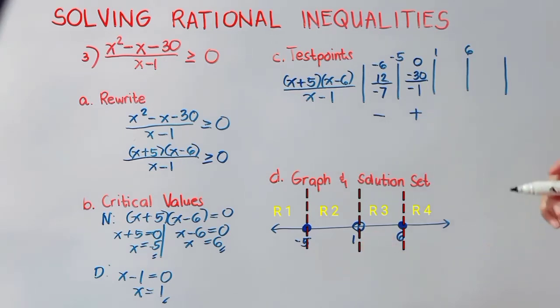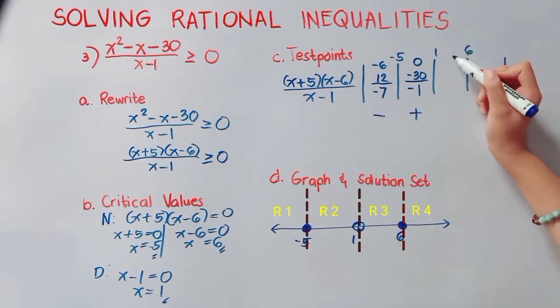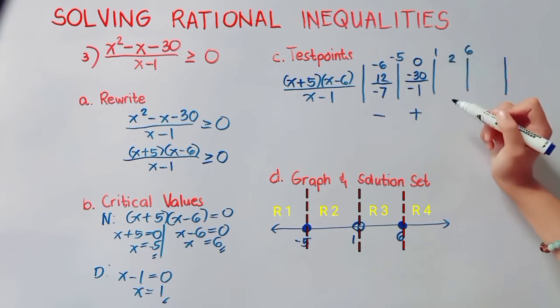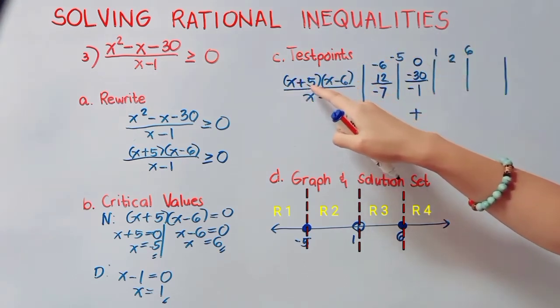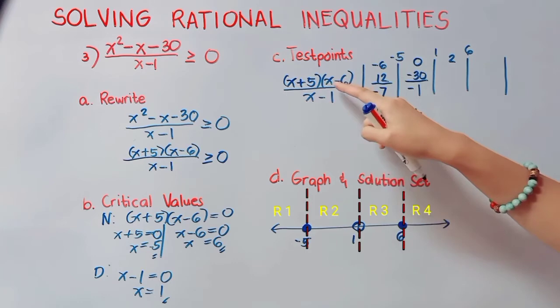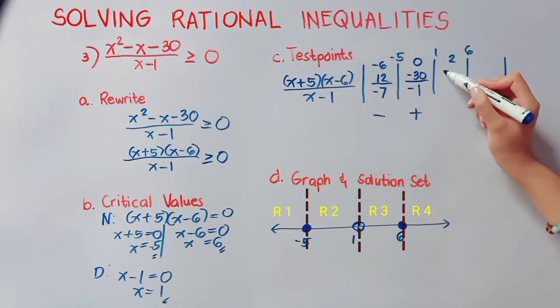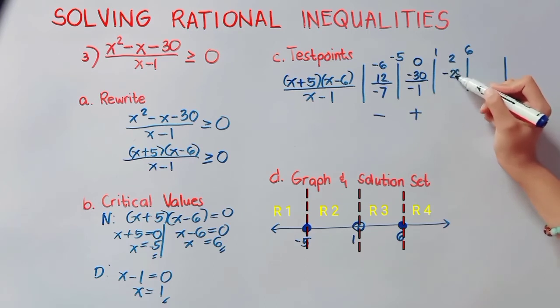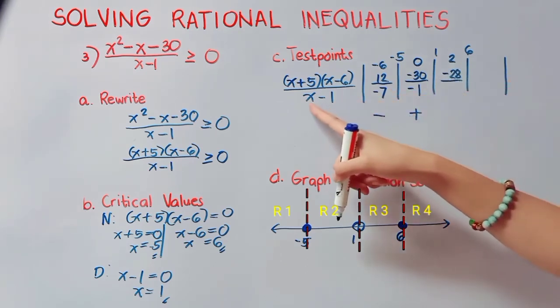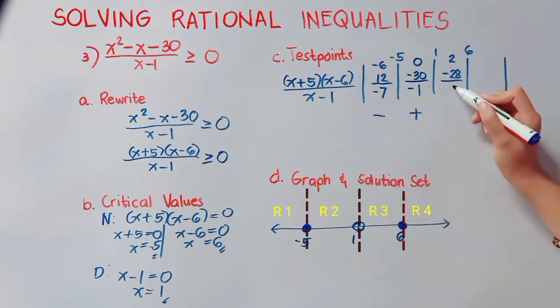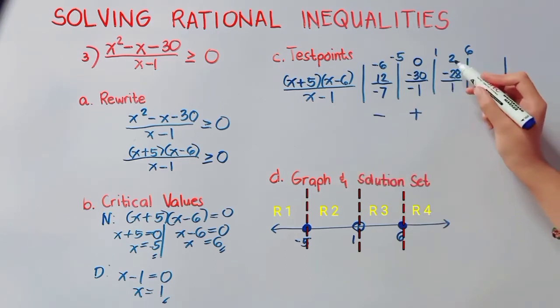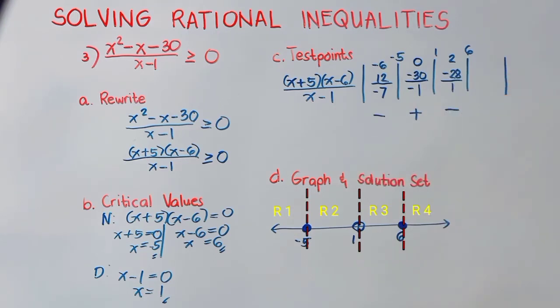Now from region 3, I will be considering 2. So 2 plus 5 is 7. 2 minus 6 is negative 4. So 7 times negative 4 is negative 28 all over 2 minus 1, which is 1. Now negative divided by positive is negative.